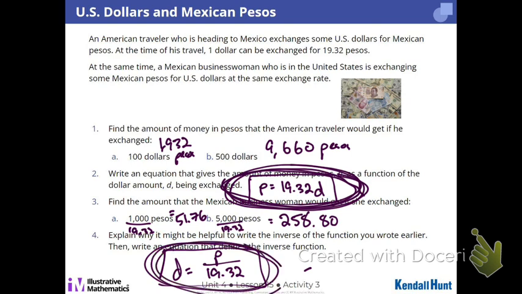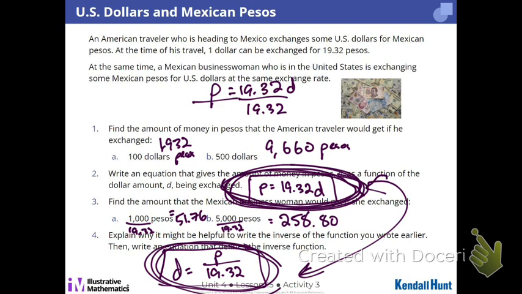All right? So you use intuition to say these things and do these things, and then we're putting equations to it. These are actually the same equation. We're just flipping what's independent and dependent. Same value. And I can prove they're the same because watch this. You remember our unit on making equivalent equations. If I divide both sides by 19.32, if I do it to both sides, it's still equal. D equals P over 19.32. They are the same equation, just rearranged. Inverse functions in this case.